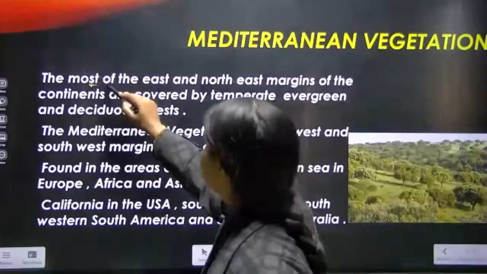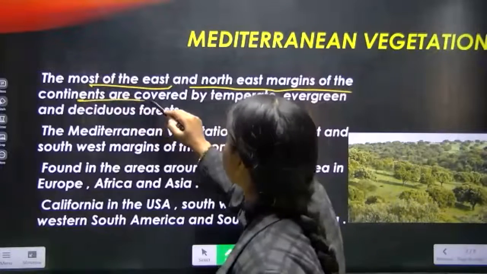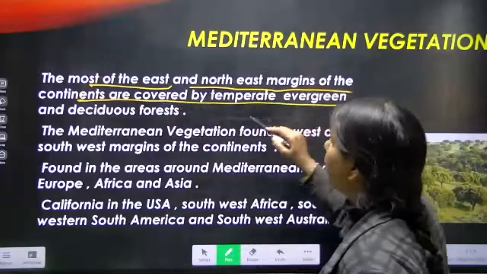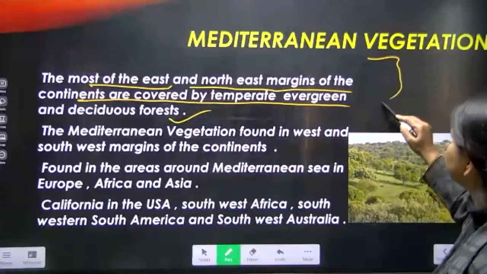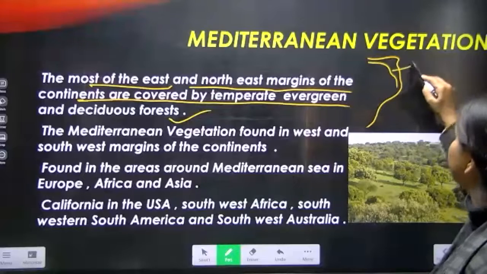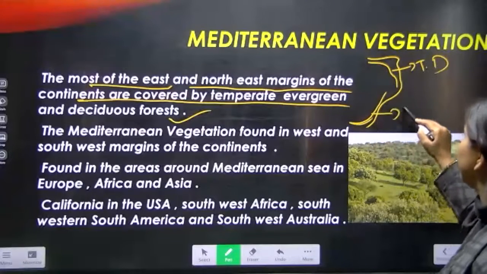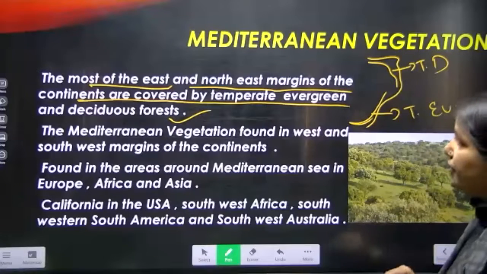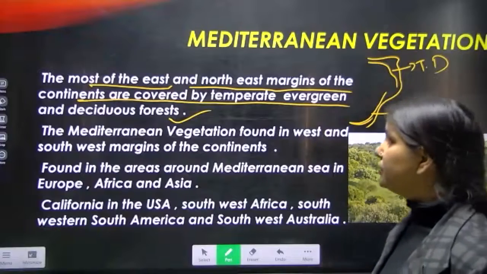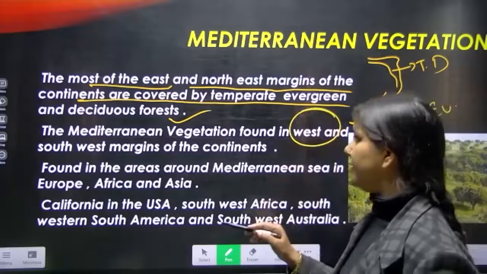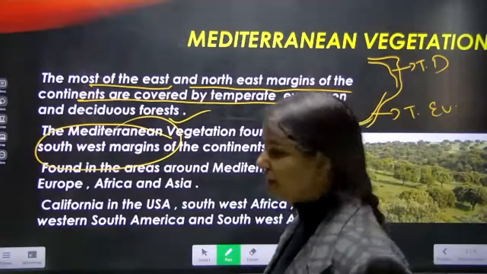Most of the east and northeast margins of the continents are covered with temperate evergreen and deciduous forest. As I told you all, if this is any continent, in the northeastern part we found the temperate deciduous forest, and in the southeastern part we find the temperate evergreen forest. The Mediterranean vegetation is found in the west and southwest margin of the continent. Look at here and try to understand. Once again, I am drawing the map for you all.